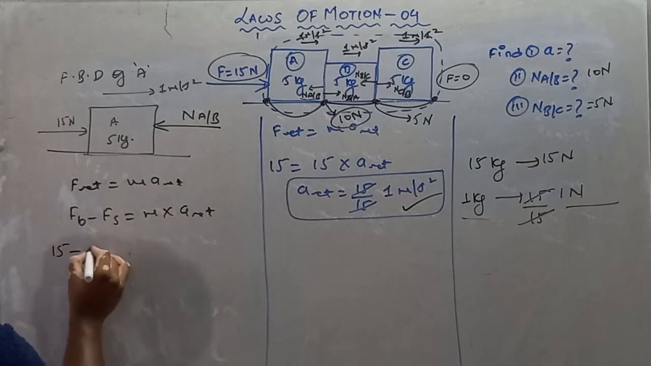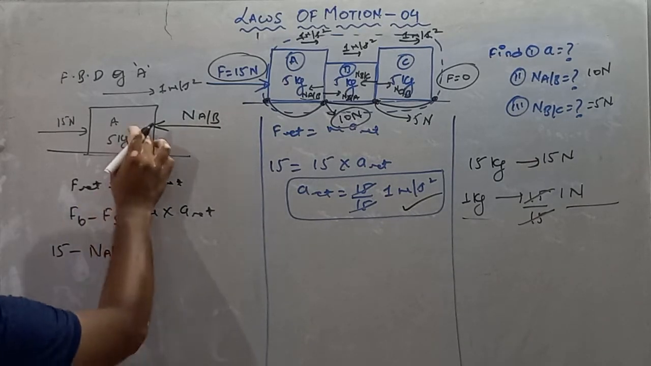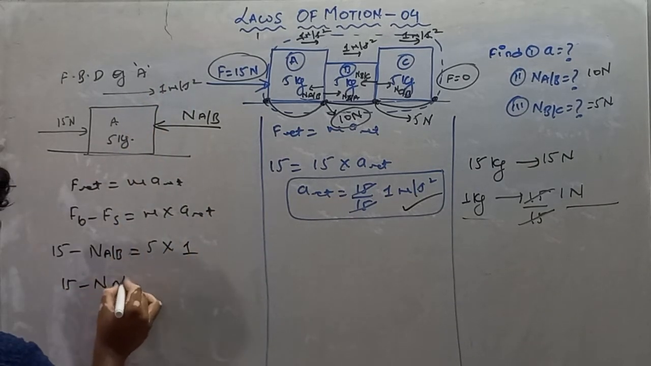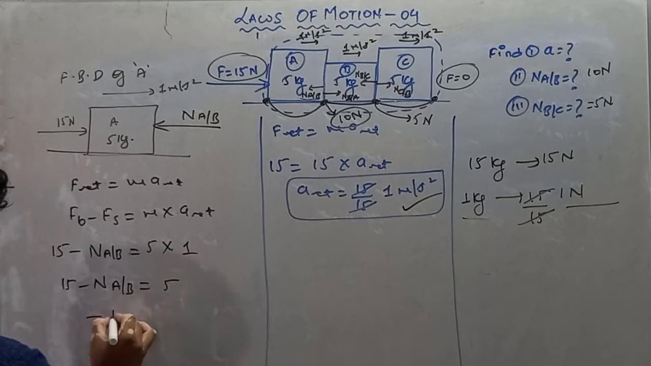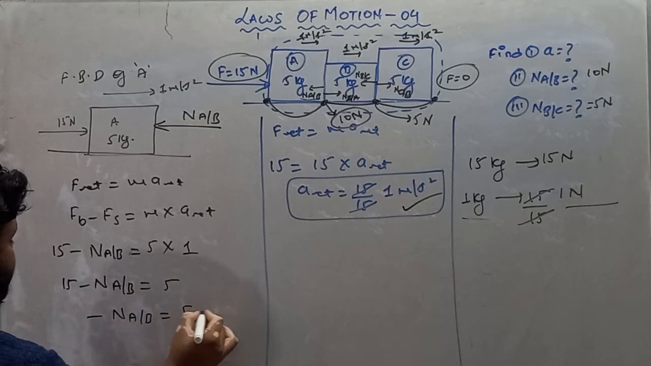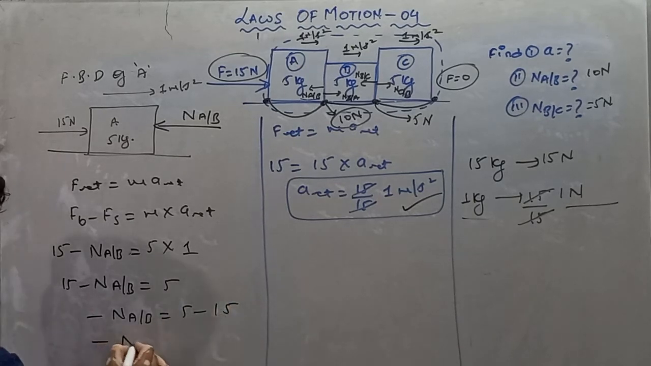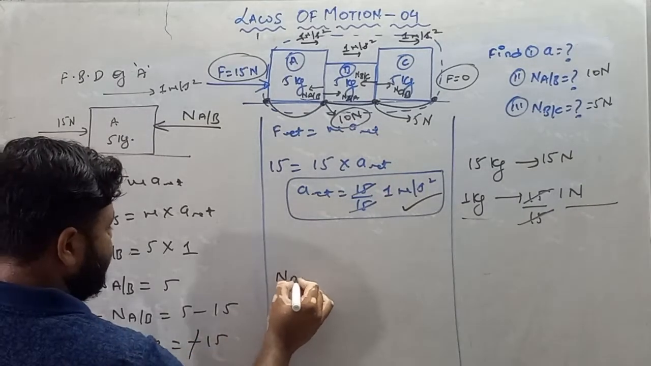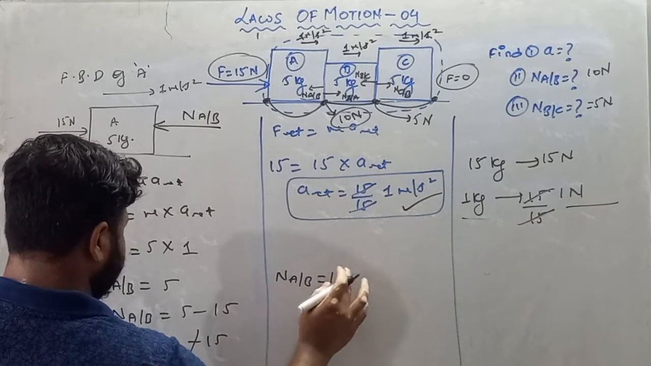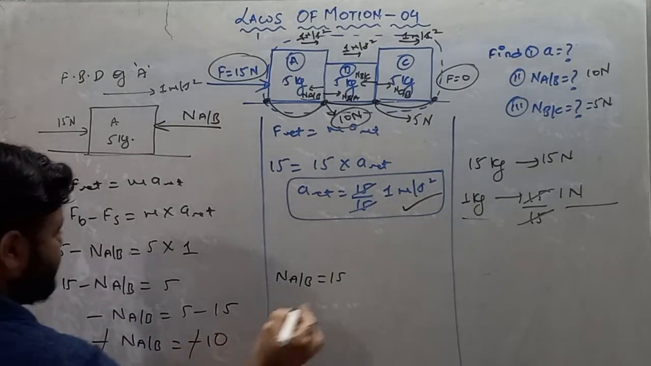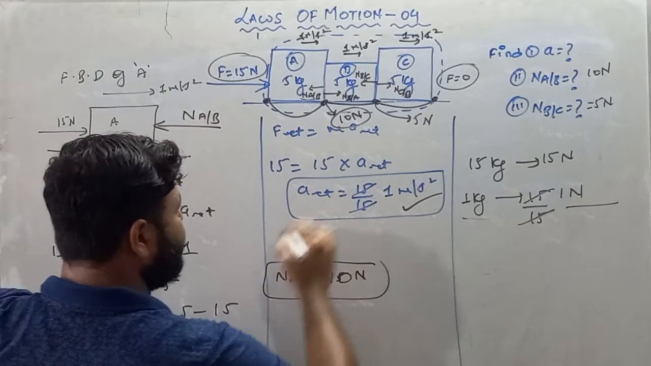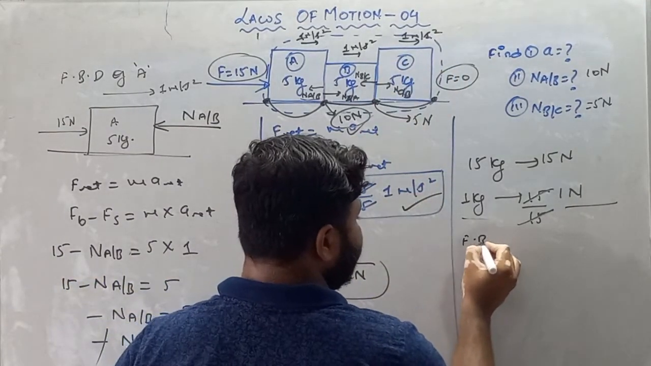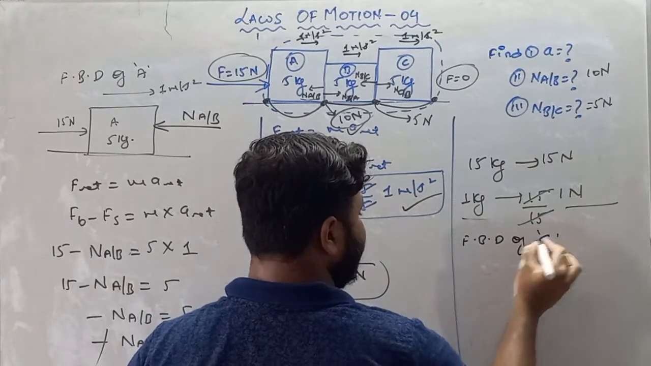So I'll write 15 minus normal on A due to B is equal to mass 5 kg times acceleration 1. So 15 minus normal on A due to B becomes 5. So minus normal on A due to B becomes 5 minus 15, which is minus 10. Minus minus gets cancelled, so normal on A due to B becomes, my dear student, 10 Newton. See, check it out, the answer is 10. Similarly, if you make the FBD of C, you will get the same answer, that is 5 Newton.